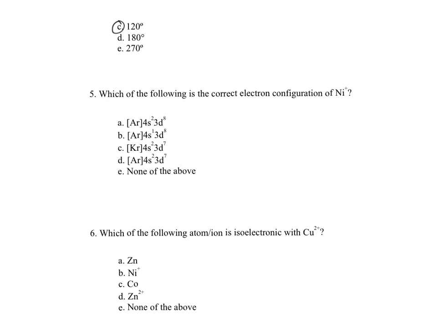Correct electron configuration for nickel plus 1 ion. Well, what's nickel's electron configuration? Nickel is argon 4s2 3d8, 28 electrons. Now, plus 1 charge means again losing 1 electron from the valence shell. Argon 4s1 3d8.